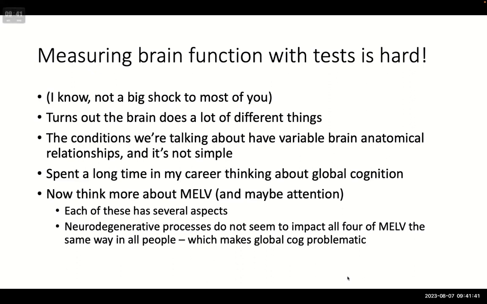Each of these has several aspects involved. There are people who spend their lives focused on language, for example, and think it would be incredibly presumptuous to summarize all of language performance with a single number. And there's a lot to that. Neurodegenerative processes certainly don't seem to have global impacts on each of these. Different people have different patterns of problems and evolution of each of these things over time, which makes the idea of summarizing all of this into one number really quite problematic.